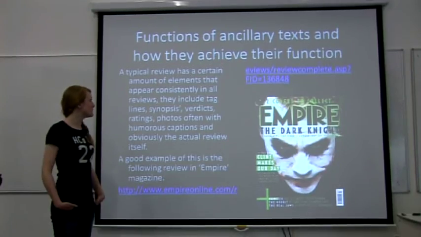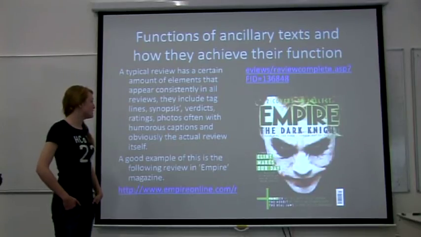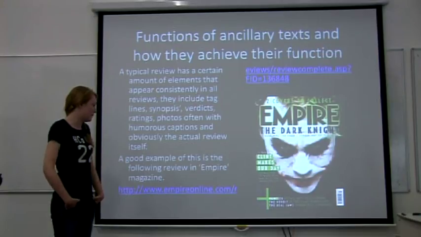A typical review has a certain amount of elements that appear consistently in all of them. They include taglines, synopsis, verdicts, ratings, photos, often with a humorous caption, and obviously the actual review itself. A good example of this is the following review in Empire magazine.